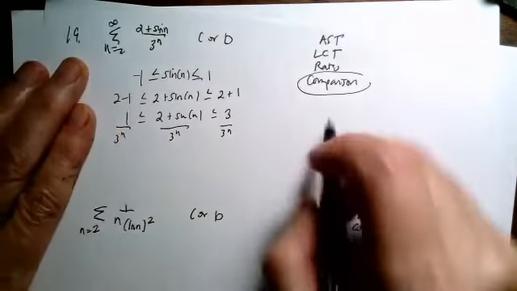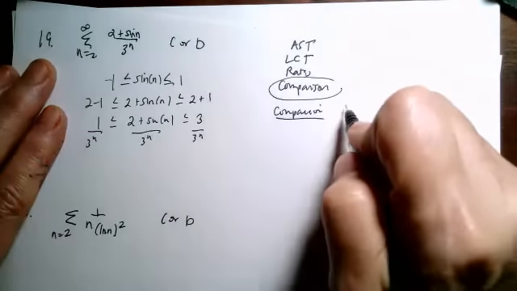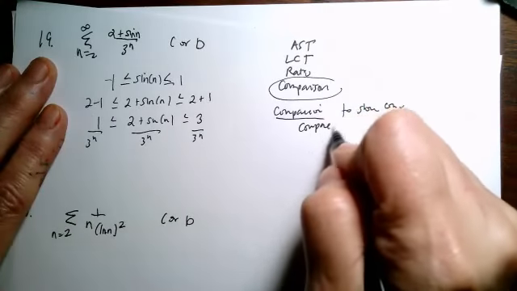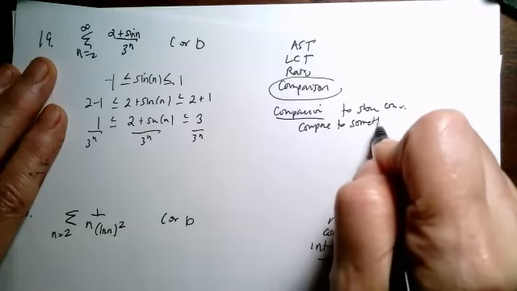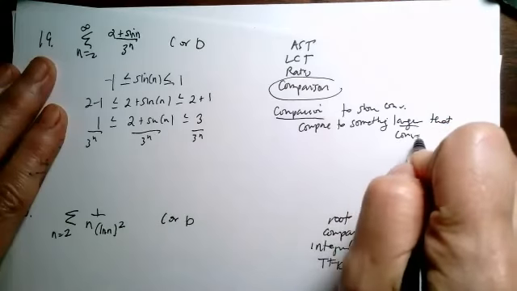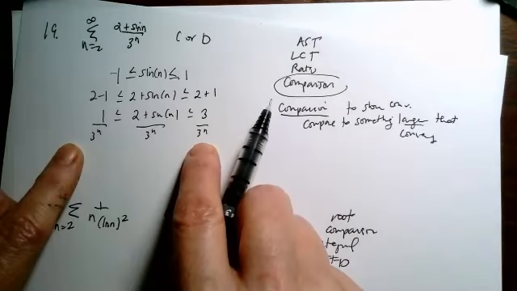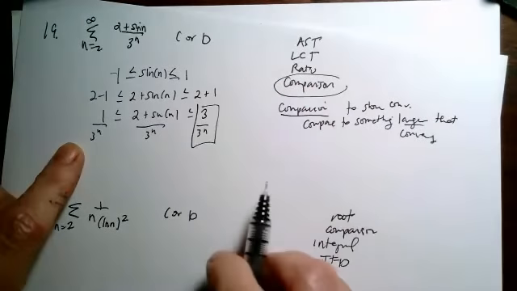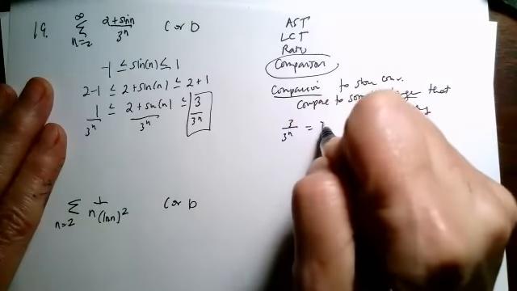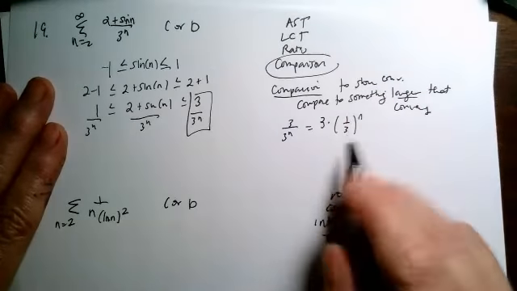Okay, if we want to show something that converges, you compare to something larger that converges. So which one is larger, this one or this one? This one's the larger one, right? Now let's take a look at that series. 3 over 3 to the n, that's 3 times 1/3 to the n. Okay, what do we know about this series?